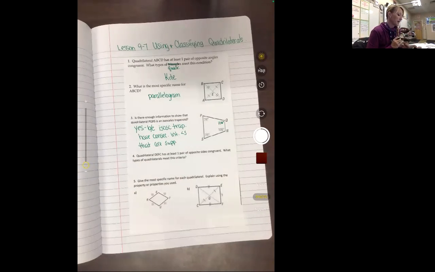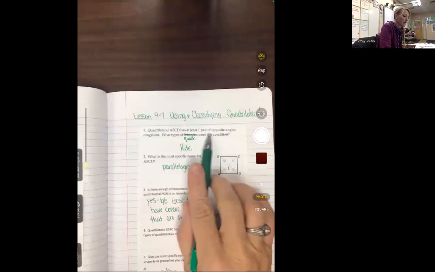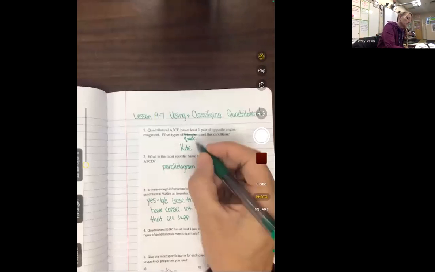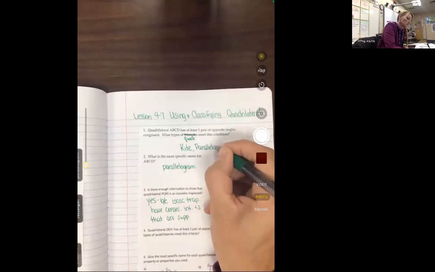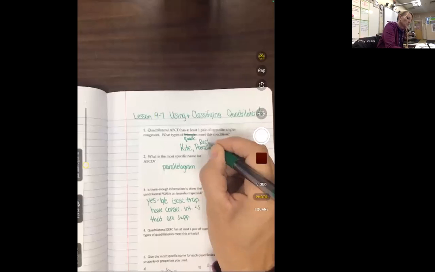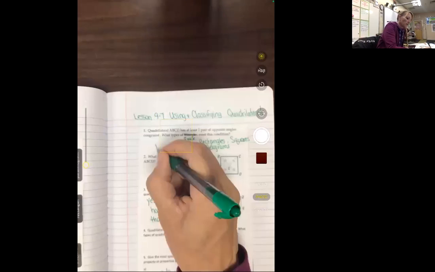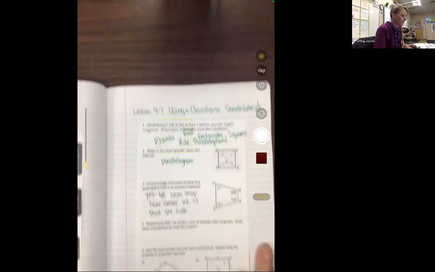Okay, quadrilateral DEFC has at least one pair of opposite sides congruent. What types of quadrilaterals meet this criteria? Oh, this one up here says at least one pair of opposite angles congruent. So parallelograms have more than one. And rectangles have at least one pair of opposite angles. And squares do too. And rhombi do as well. So everything that we've looked at.